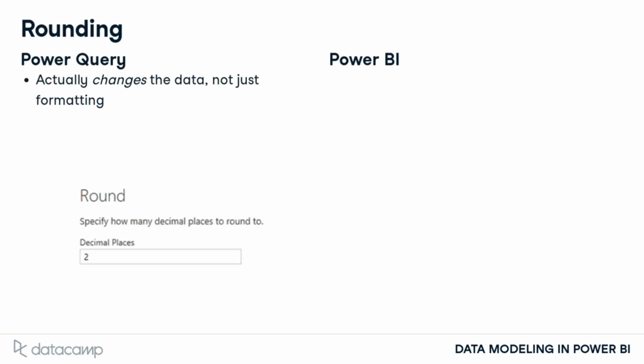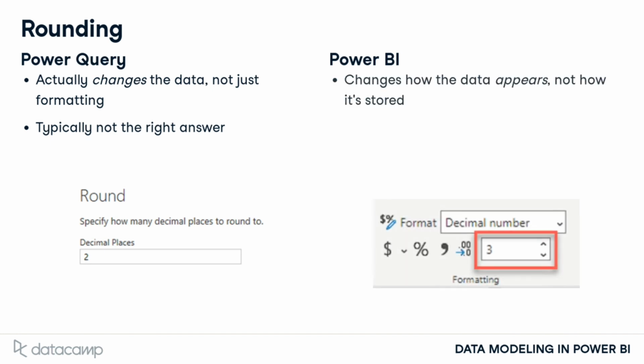We could also specify decimal places in Power Query. This actually changes the loaded data, so it isn't just a formatting choice. This is useful when there are strict rounding rules. However, typically we want to round after performing all calculations, so rounding in Power Query is uncommon.